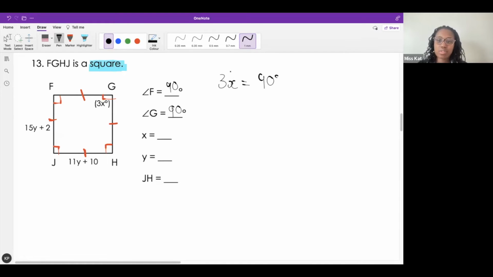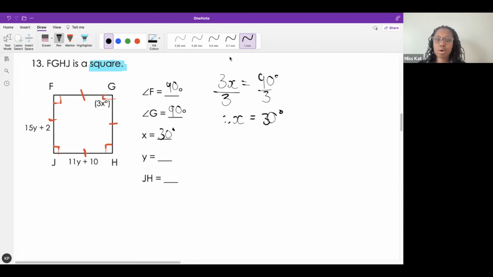How do I get rid of this 3? You divide it, ma'am. There we go. Divide by 3, divide by 3. Therefore, x is 30. So we've solved for x, 30 degrees.